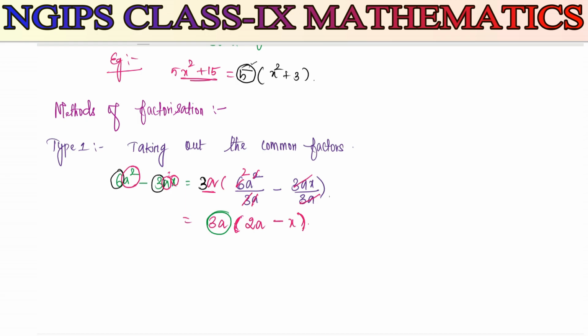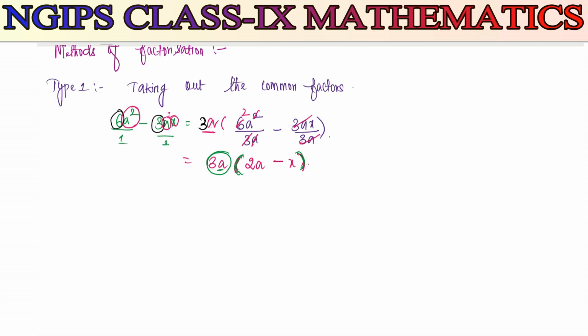Okay, the first method, once again I will repeat here. When each term of the given expression contains a common factor, so the common factor is nothing but 3a, we need to divide each term by this factor. So we have divided, and we have to enclose the quotients in the bracket, keeping the common factor outside of the bracket. So this is the first method, or even you can go with the direct method.